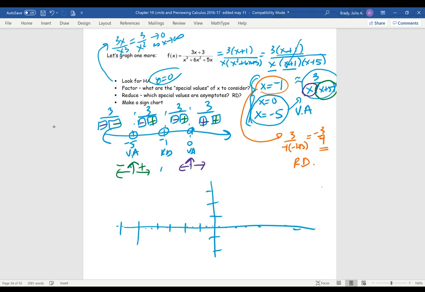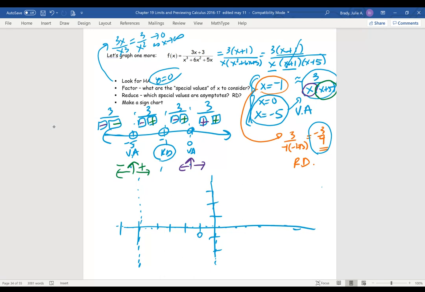What else do we know? We know we've got a vertical asymptote at -5. We know we've got a removable discontinuity at -1, and we think the limit there is 3/4. So you plot that like a point. So -1, and 3/4. And then we have a vertical asymptote here. And now let's do each of the pieces.